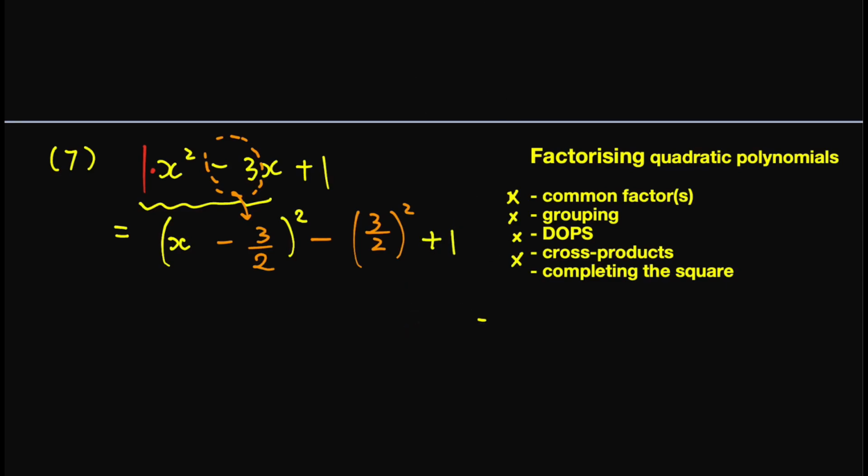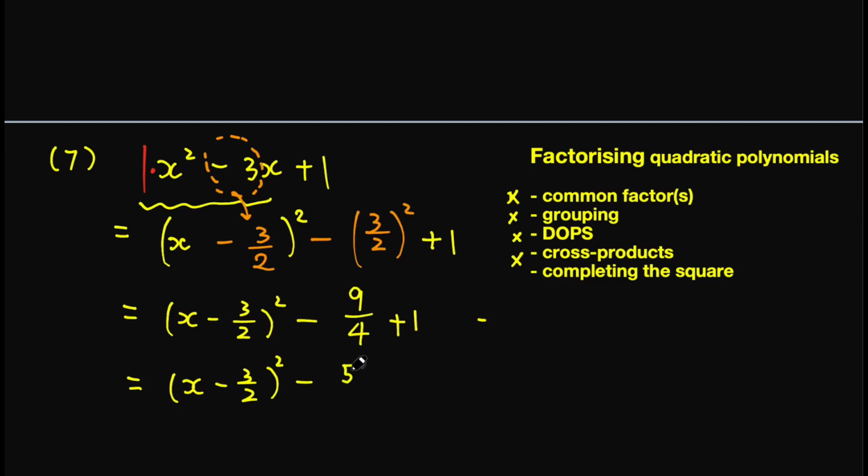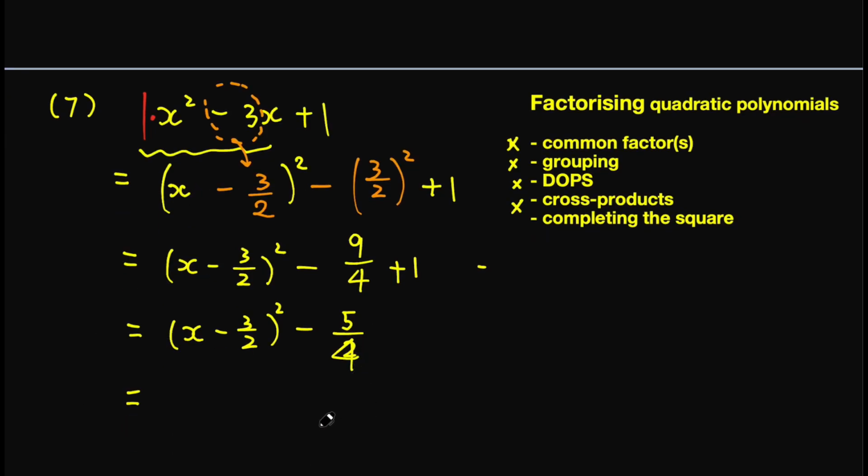After that, for the first term, we will have x minus 3 over 2 all squared. And this one, we will have 9 out of 4 plus 1. The constants, we can combine them, to have 5 out of 4. After we have got this form, we are going to treat the constant as square root of 5 divided by 2 all squared. Then we will have the form of the difference of squares.